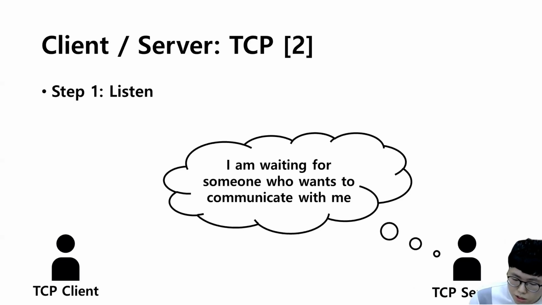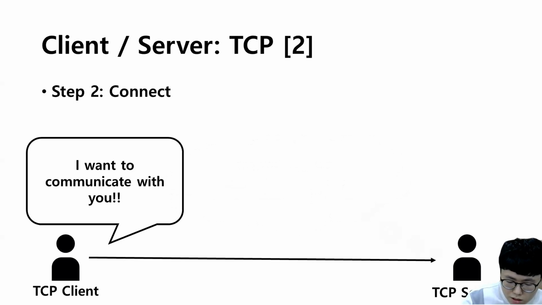Step 1 is called listen. It is a step where the TCP server declares to the client that it is ready to get service. And then step 2, connect, is when the client asks the TCP server to give a service.